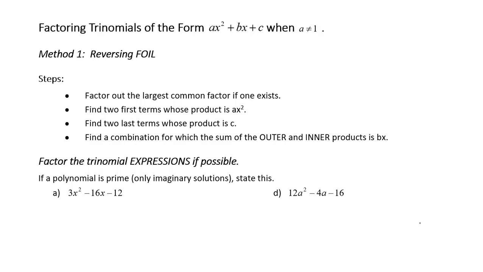Once again, we are back with factoring trinomials of the form ax squared plus bx plus c, but with a twist. A no longer equals 1, and we are going to use the reverse FOIL method. So the steps for this are: factor out the greatest common factor if one exists, find two first terms whose product is ax squared, find two last terms whose product is c, and then find a combination for which the sum of the outer and inner products is bx.